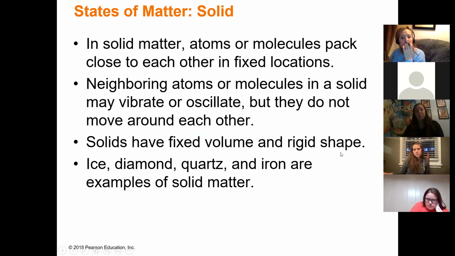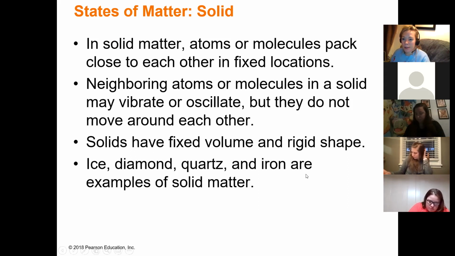So we've kind of gone all over this, but in a solid, the neighboring atoms are fixed. So because of that, they'll have a fixed volume and a rigid shape. So if I take a hunk of diamond and put it in a cup and then pour it onto the table, it's going to keep the same exact shape and the same exact volume. Nothing changes on it.